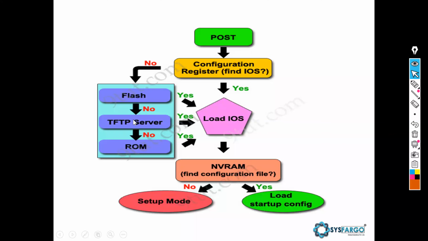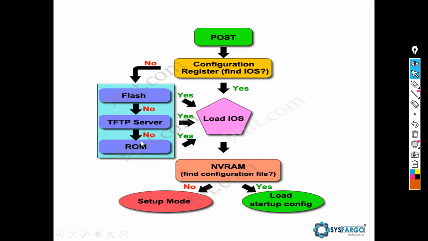Suppose you have not configured any TFTP separate server. That's not in the router. That is a separate server, the TFTP server. Okay. Then, I don't have the IOS in the flash, and I don't have a TFTP server configuration either. Finally, the router loads the IOS from the ROM.